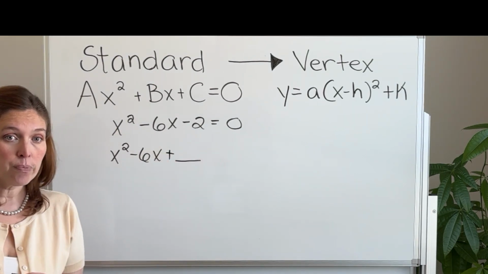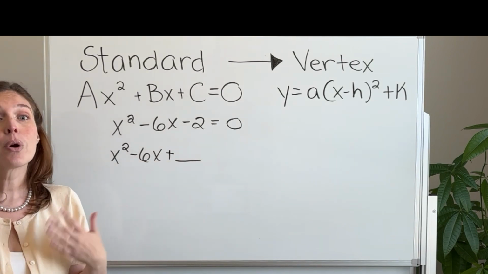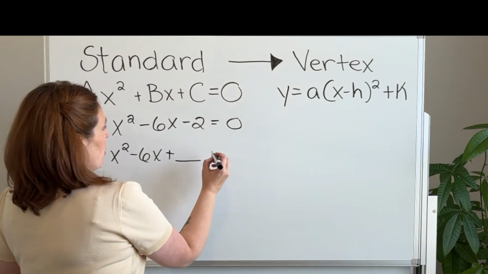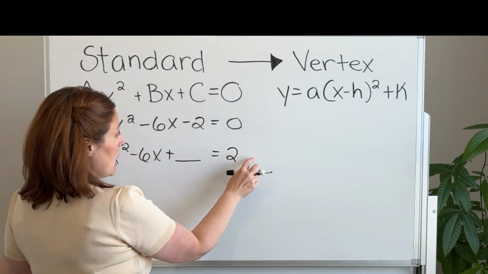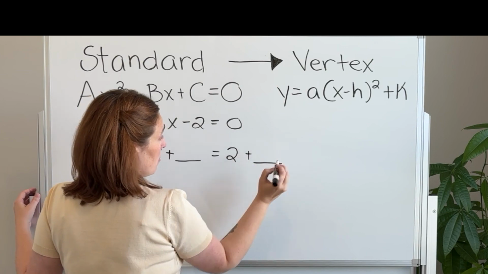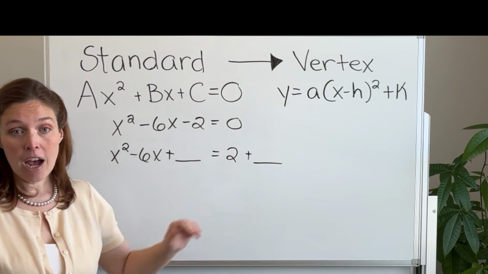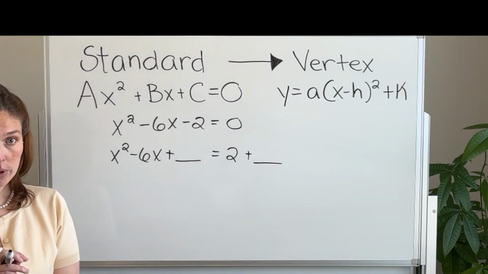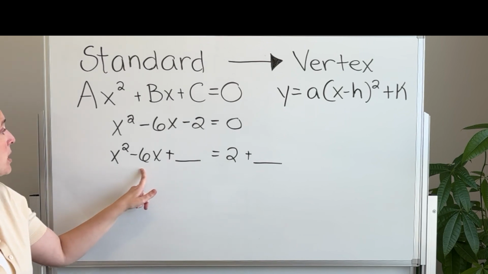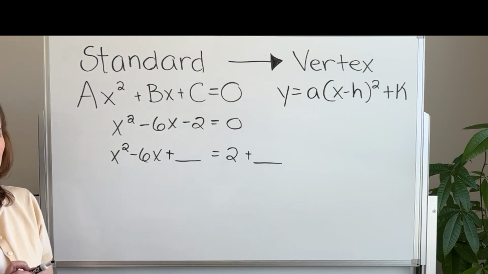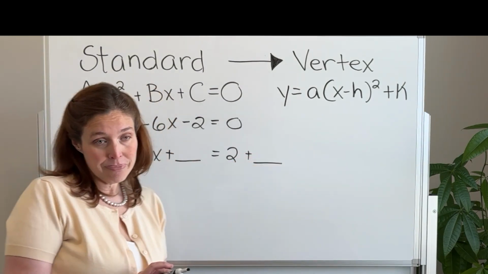Since we're getting rid of this 2, it's negative 2 on this side. So what are we going to do to bring it to the other side? We're going to add 2. So equals positive 2. And since we're adding a number to one side, we have to add the same number to the other half. Whatever happens on one side, you have to do to the other side to keep it equal. But what number are we going to put here? It has to be the number that is going to turn this into a perfect square trinomial. That way, we can get this portion of vertex form.